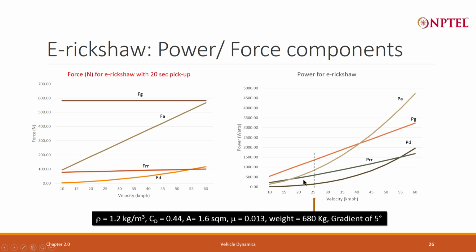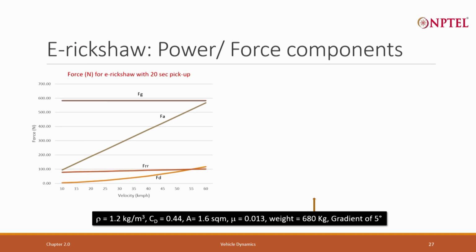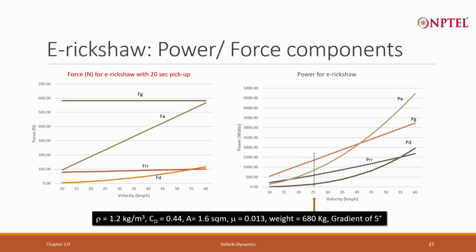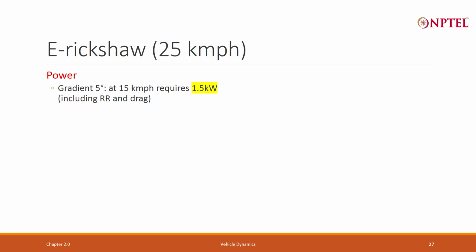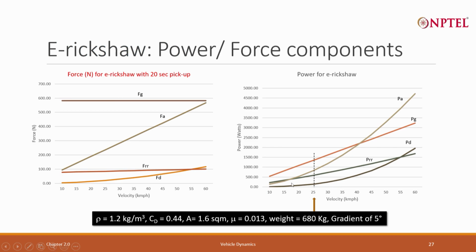Given this as compared to two wheeler, now let us look at, so the same curve I am showing out here. Let us look at what is the implication. Let us look at the power. A gradient at 5 degrees at 15 kilometer per hour, I require approximately 1.5 kilowatt.